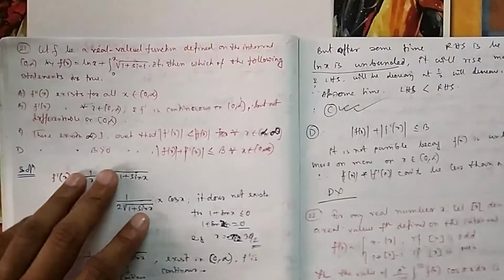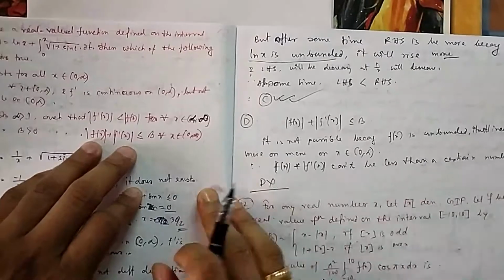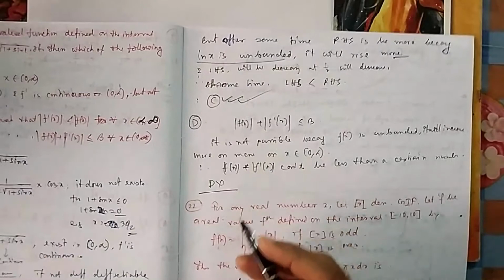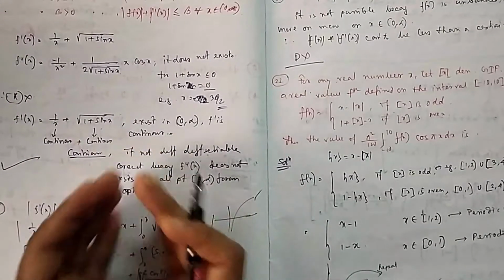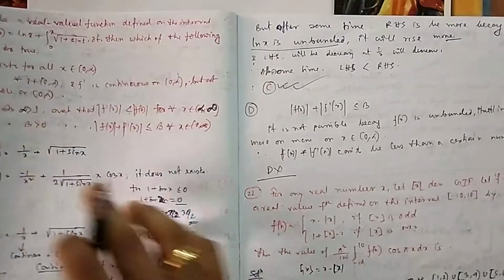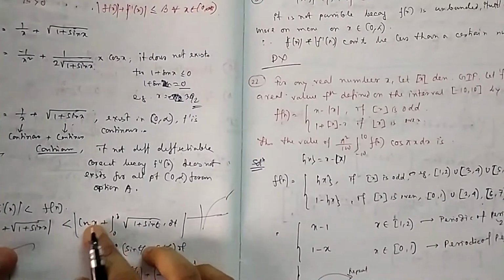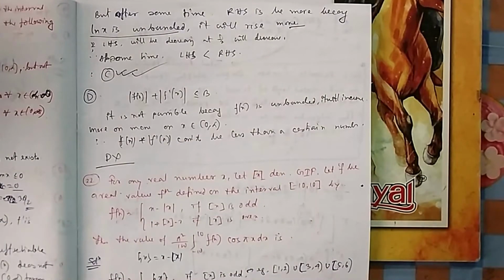And what is option D? For any value of beta greater than 0, this plus this is less than this. Now why is it not possible? Because your f(x) is unbounded. So for any value it will keep on increasing, it will never be bounded. So you cannot say it is less than b always for any value of beta greater than 0. It is not possible because it keeps on increasing, so it will not be bounded. Therefore D is not the correct option.